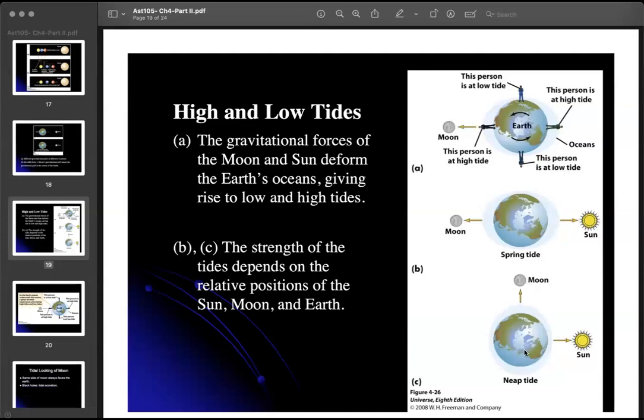And when the geometry of the sun and the moon is such that they make a right angle with the earth, those would be the times when the moon is in the first quarter or the third quarter. Then the sun just dampens the effect of the tide, and so the high tide is a little less high, the low tide is a little less low, and those are called neap tides.